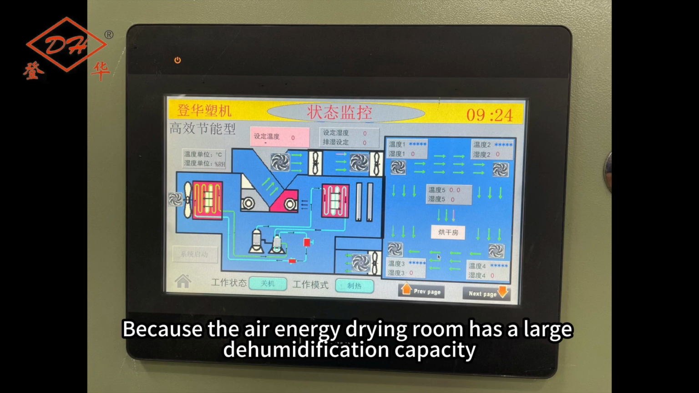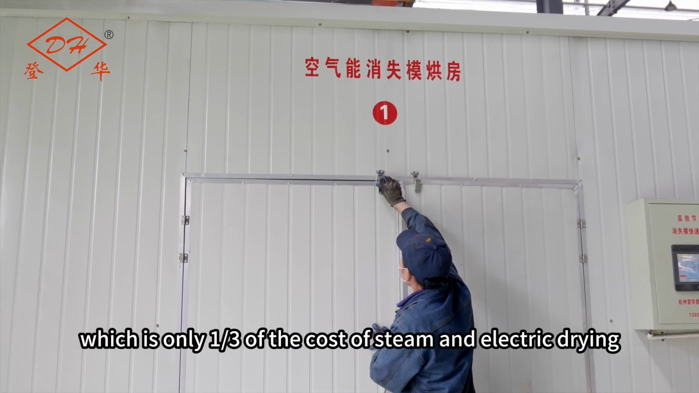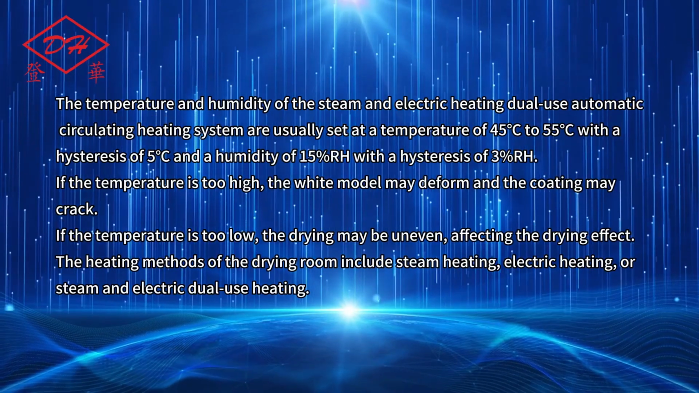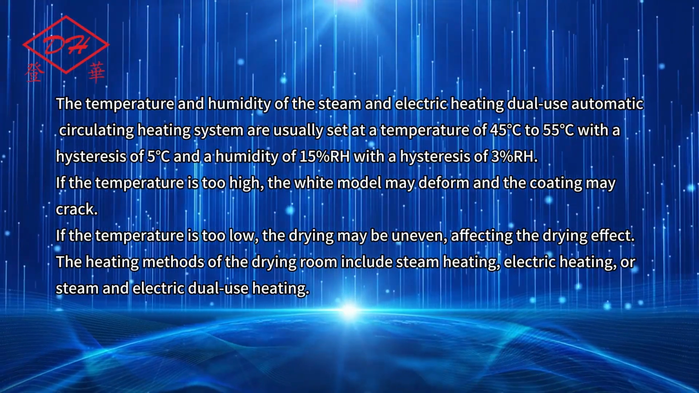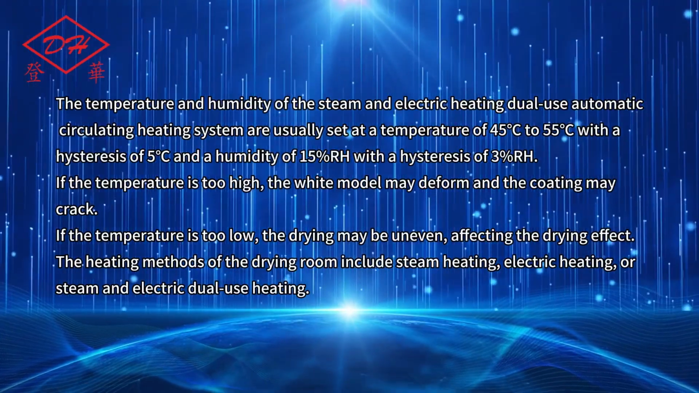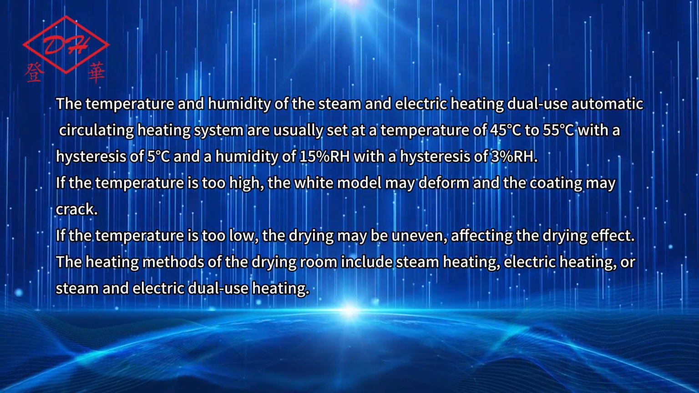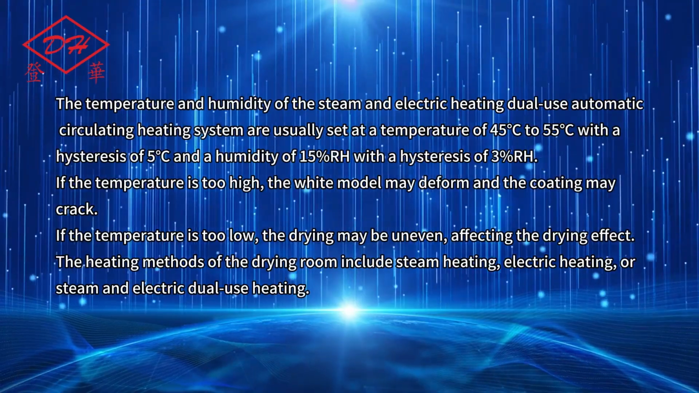Because the air energy drying room has a large dehumidification capacity, the drying speed is faster, reducing the drying cost, which is only 1/3 of the cost of steam and electric drying. The temperature and humidity of the steam and electric heating dual-use automatic circulating heating system are usually set at a temperature of 45 degrees Celsius to 55 degrees Celsius with a hysteresis of 5 degrees Celsius, and a humidity of 15% RH with a hysteresis of 3% RH.